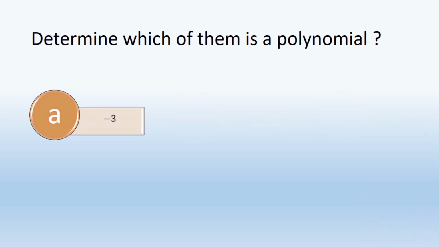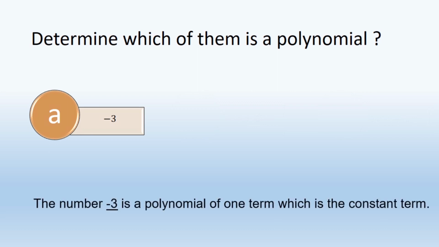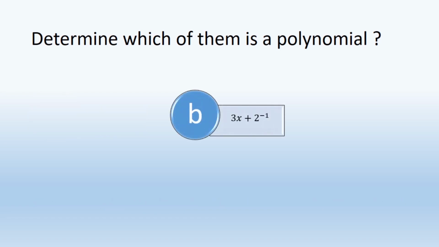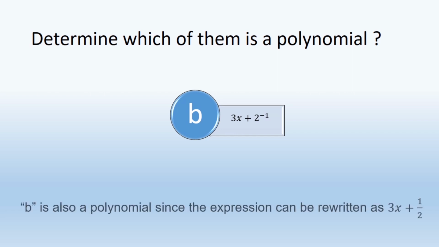If you think the algebraic expression in A is a polynomial, then you're correct. The number negative 3 is a polynomial of one term, which is the constant term. B is also a polynomial, since the expression can be rewritten as 3x plus 1/2, which is a valid polynomial with a constant term of 1/2 and a leading coefficient of 3.